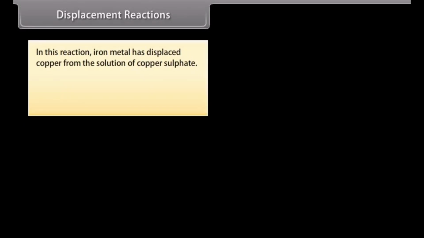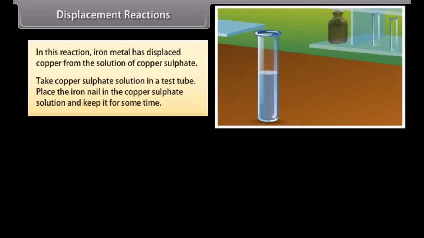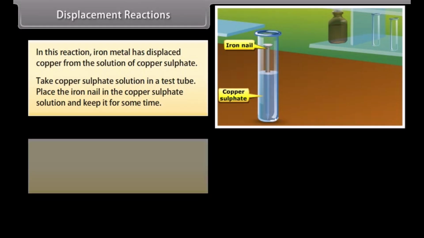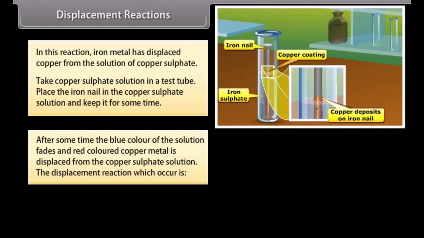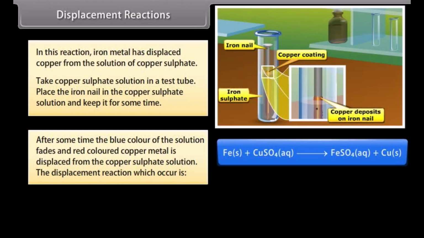In this reaction, iron metal has displaced copper from the solution of copper sulfate. Take copper sulfate solution in a test tube. Place the iron nail in the copper sulfate solution and keep it for some time. After some time, the blue color of the solution fades and red-colored copper metal is displaced from the copper sulfate solution. The displacement reaction which occurs is Fe + CuSO4 gives FeSO4 + Cu.